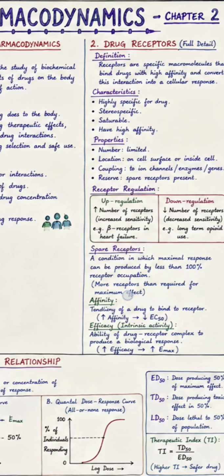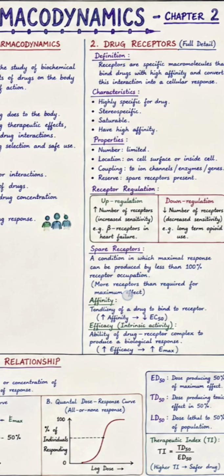What should be the characteristics of the receptor? It should be highly specific for the drug, stereospecific, saturable, and of high affinity. These are the main characteristics. The next thing is properties. The number of receptors should be limited, and the location should be on the surface of the membrane or inside the cell. It should be coupled to an ion channel, enzyme, or gene. And the receptors present should also be in reserve, in spare form, which can be used later.